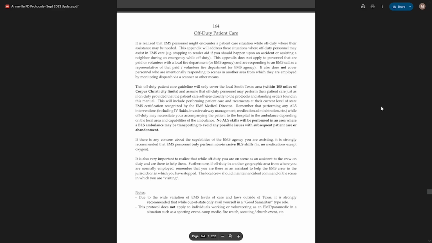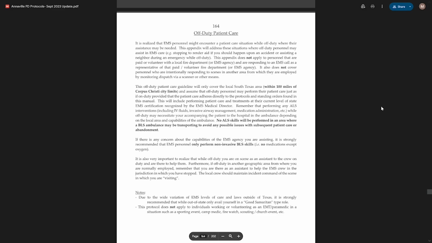It also does not cover personnel who are intentionally responding to a scene in another area from which they are deployed by monitoring dispatch via a scanner or other means. This off-duty patient care guideline will only cover the local South Texas area within 100 miles of Corpus Christi city limits, and assume that off-duty personnel may perform their patient care just as if on-duty, provided that the patient care adheres directly to the protocols and standing orders found in this manual.